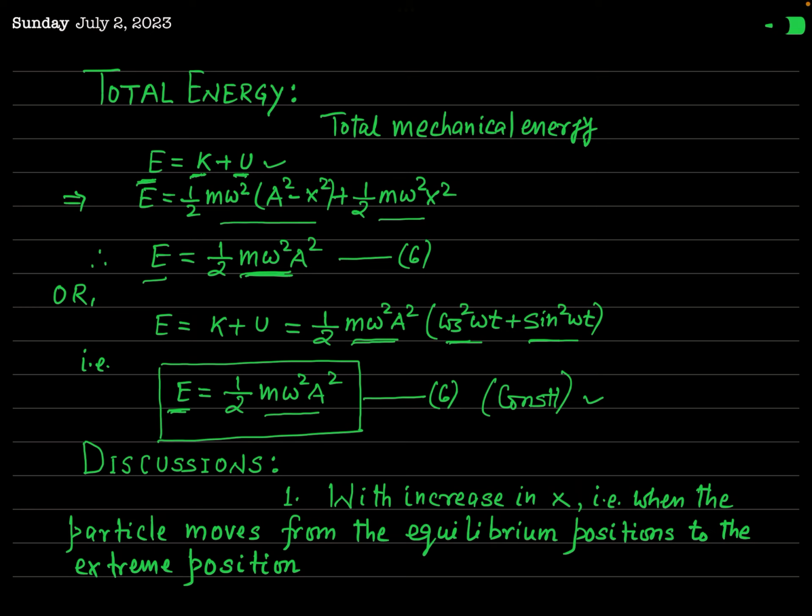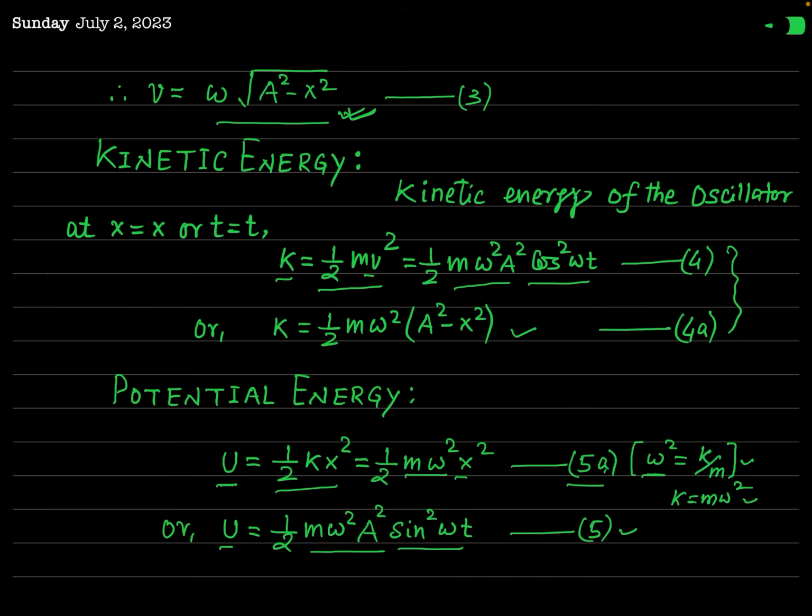As you can see, the expression for kinetic energy is half m omega square (a square minus x square). So when x increases, it is obvious from this result that K will decrease non-linearly, because x contains power 2, so the variation will be non-linear. And at the same time, U is equal to half m omega square x square. Can you say how this U varies with x?